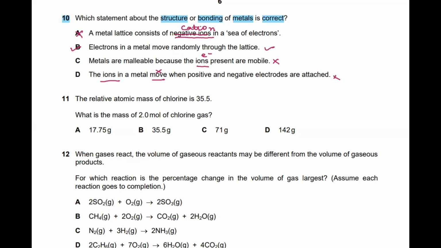Again, moving to question number 11. Question number 11 states that the relative molecular mass of chlorine is 35.5. So chlorine's Ar is basically 35.5. Now they're asking, what is the mass of 2 moles of chlorine gas? First thing is that we need to understand that chlorine gas is Cl2. And they're talking about 2 moles of chlorine gas.